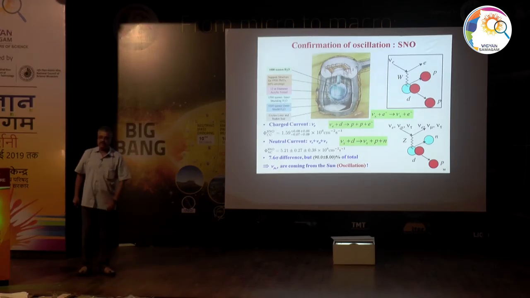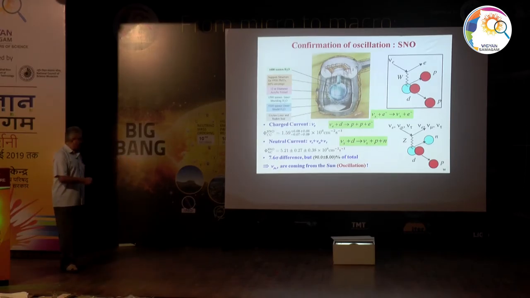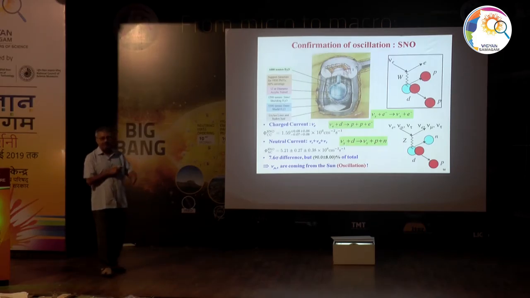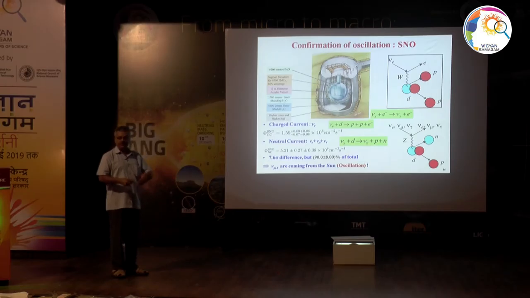So this is confirmed evidence that when the electron type neutrino is produced in the sun and comes to the earth, it is converted to something other than nu e. It converted to mu type neutrino or tau type neutrino.